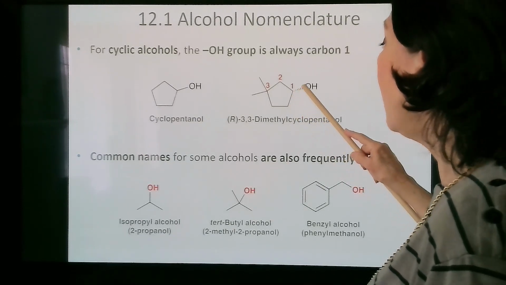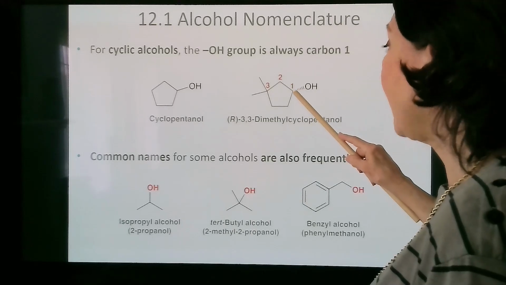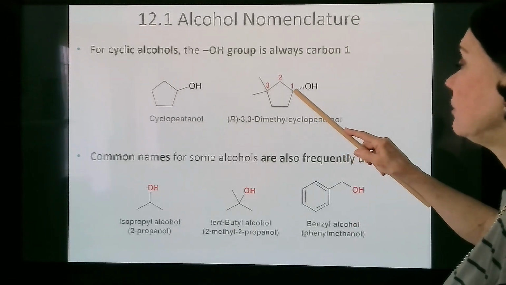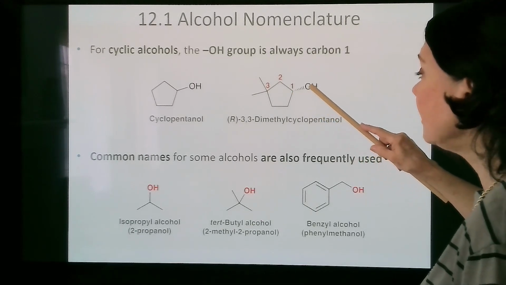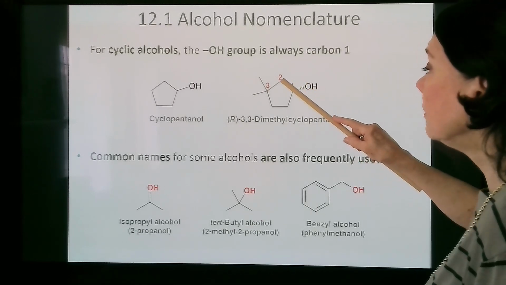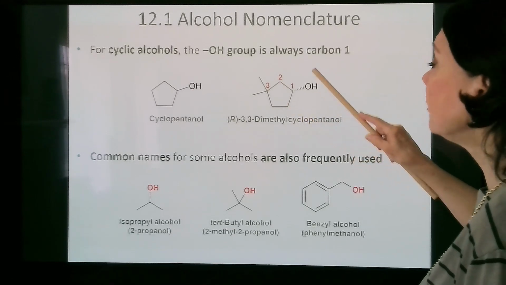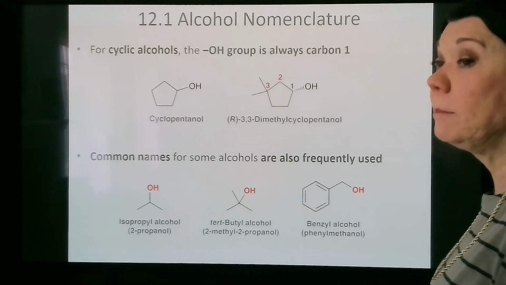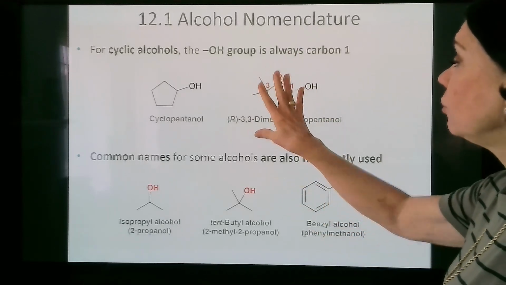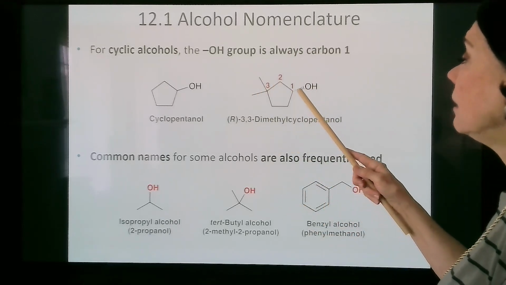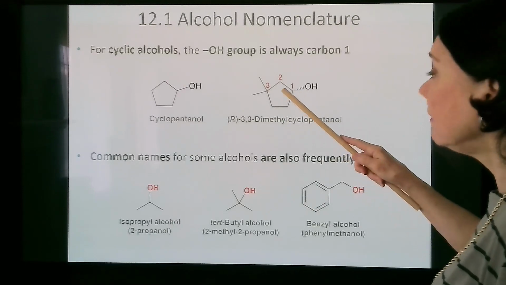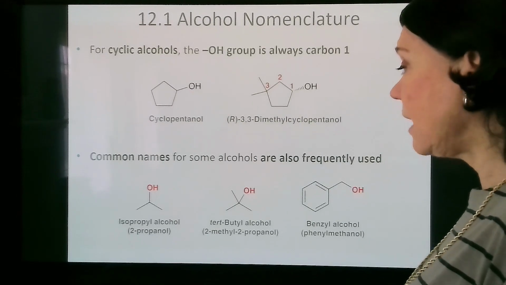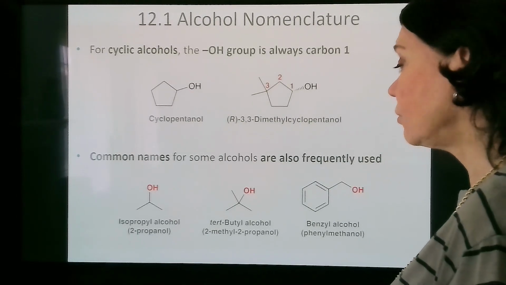And when you examine and figure out the configuration of this carbon, you'll see this is the highest priority group. Next, next. So it's counterclockwise, except you have the hydroxyl group going back. So when you flip the molecule over so that the CH will be going back, this is going to be an R configuration.